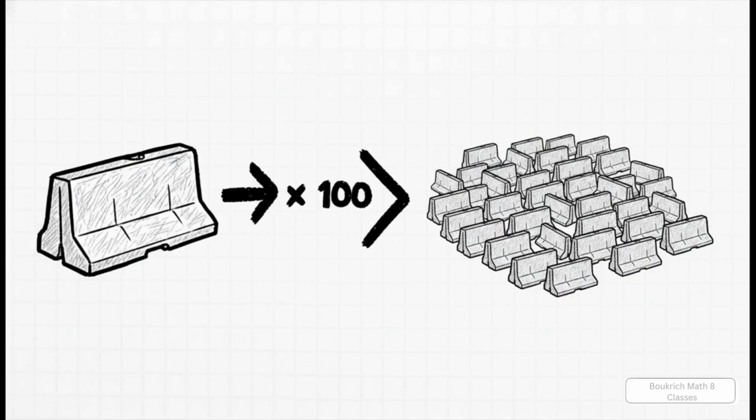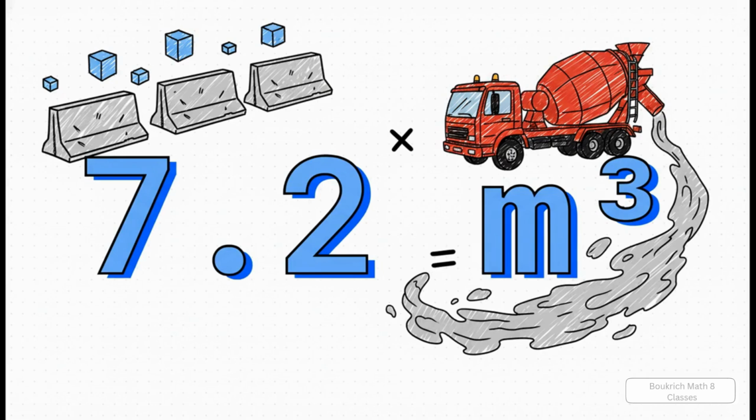We have the volume for a single barrier, but the job calls for 100 of these things. So the final step is actually super simple. We just need to scale up our answer by 100. And there it is, 0.072 cubic meters for each barrier. Times 100 barriers means the contractor needs to order a grand total of 7.2 cubic meters of concrete. Our toolkit handled the big job perfectly. We crushed it. So there you have it.